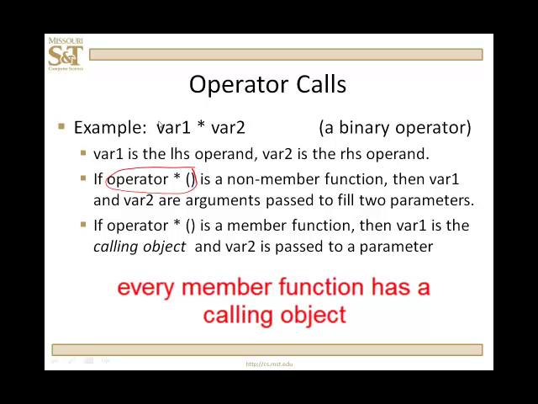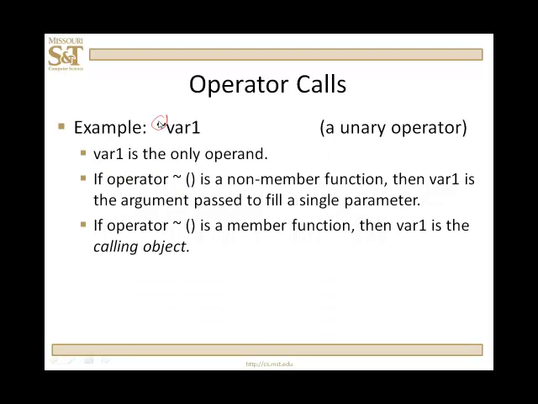So let's review here real quickly. For binary operators, if it's defined as a non-member, it's going to have two parameters. If it's a member, then what? Well, there are two operands, but one has to be the calling object, so there's only one parameter. One operand, the one on the left, is the calling object, and the one on the right fills the single parameter. But for a unary operator, if it's a non-member function, it'll have one parameter, and the operand that it's operating on is passed to that parameter. But if it's a member function, then it has no parameters because the one and only operand has to be the calling object. Always remember the calling object.